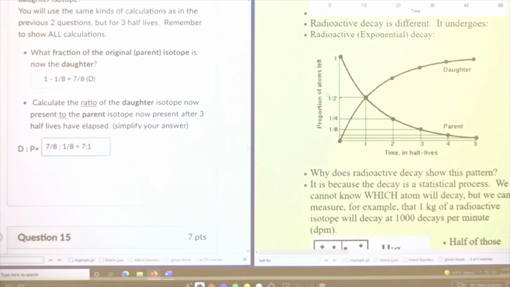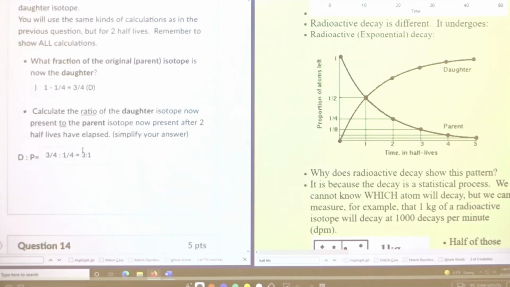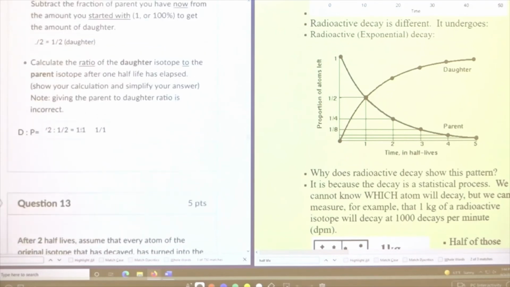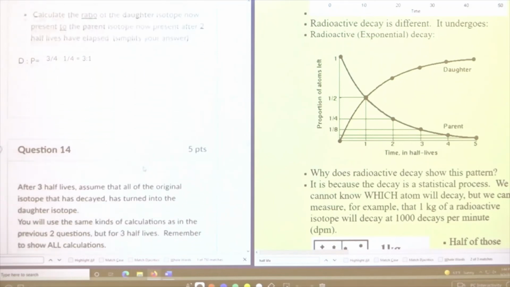So notice that what's happening as time goes on is that the daughter-to-parent ratio increases as the amount of parent decreases and the amount of daughter isotope increases. And you may notice that in each one of these cases, if you take 7 plus 1, that's 8, we had 1/8. If you have 3 plus 1, that's 4, we had 1/4. If we had 1 plus 1, that's 2, and we had 1/2. So there is some logic to this. Okay?